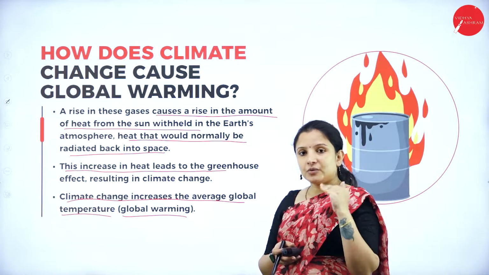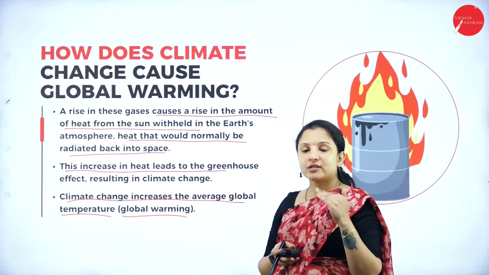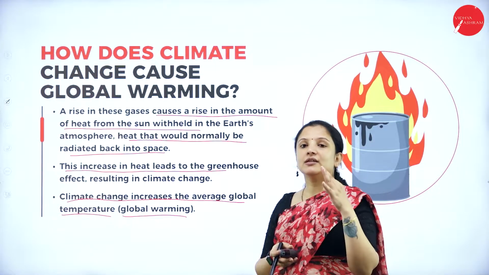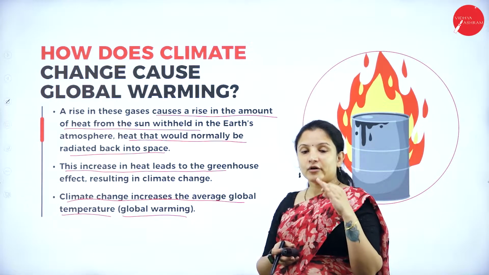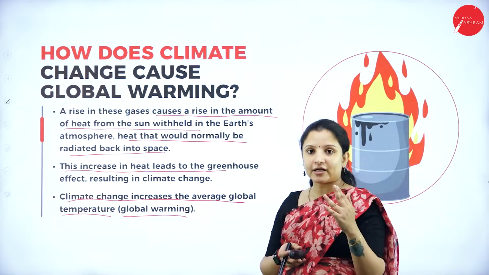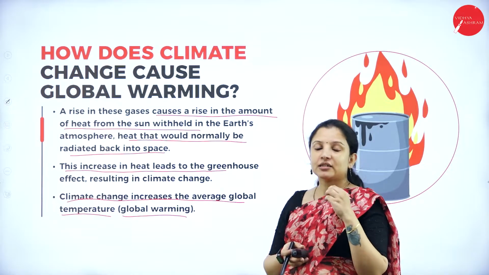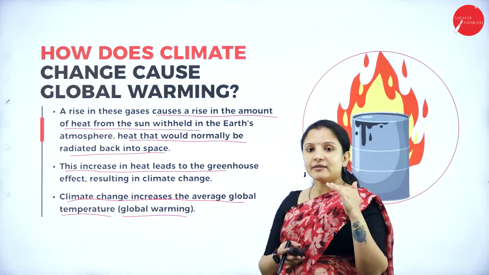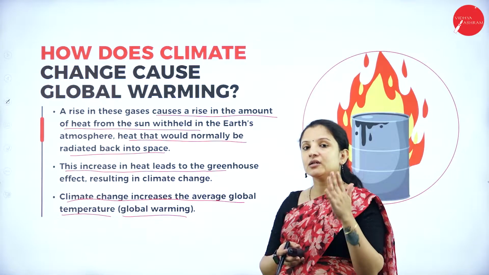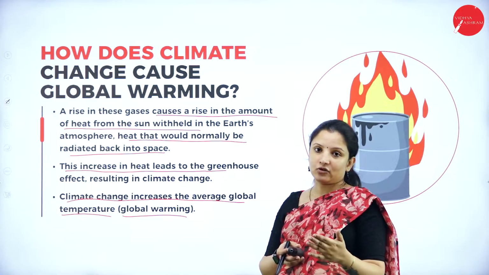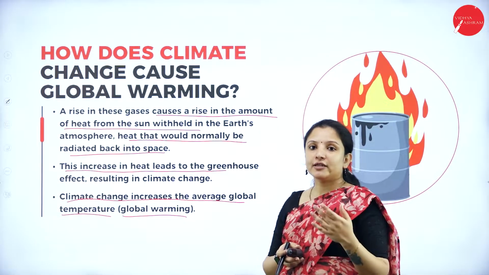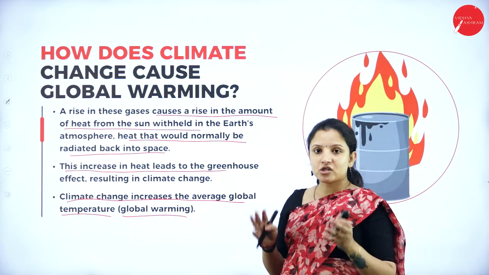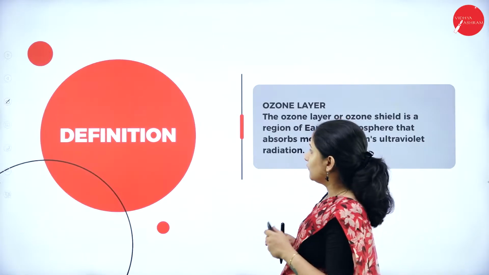The burning of fossil fuels releases carbon dioxide, methane, and nitrous oxide or nitrogen oxide into the atmosphere, which results in the heating up of the atmosphere and changes the climate pattern. That change in the climate pattern can further increase the heat of the earth, therefore leading to global warming. So this is how climate change can cause global warming.